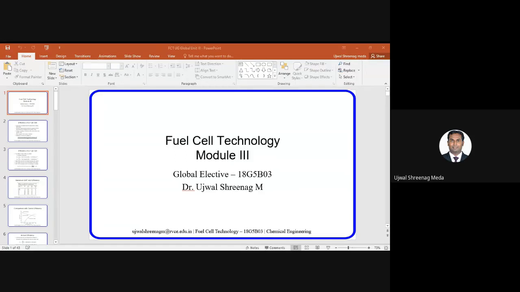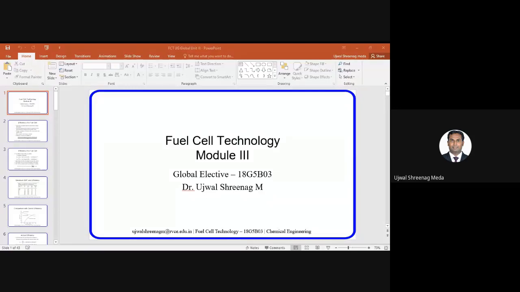So now we know what are the components, how the fuel cells work, and what happens if the electrolytes change, and what happens if the operating temperatures change. And so is the case with electrodes. So the next thing is we need to know how to find out the efficiency of a fuel cell, what are the losses associated with the fuel cell, and what are the kinetics associated with the reactions that take place at the electrode electrolyte interface. So that is what we are going to study in module 3 or unit 3.